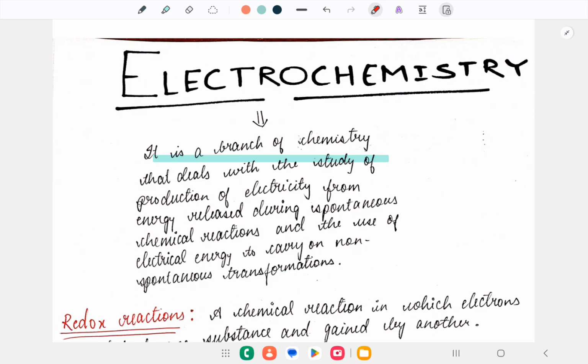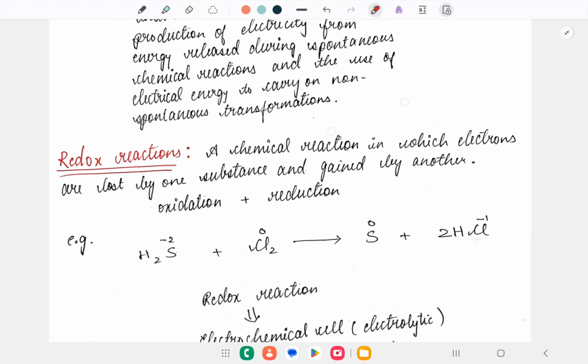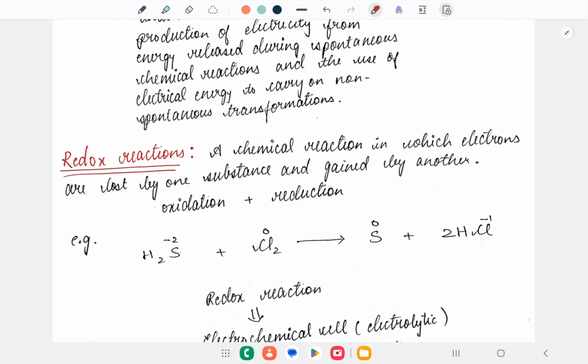First, let us try to understand what are redox reactions. Redox reactions are those reactions where we see both the loss of electrons and the gain of electrons. Losing of electrons is called oxidation, gain of electrons is called reduction. So redox reactions involve both oxidation and reduction, and these two reactions are complementary and occur side by side.